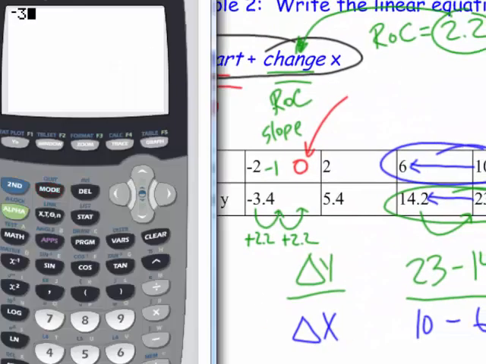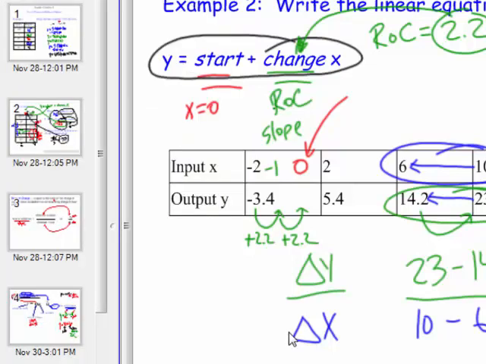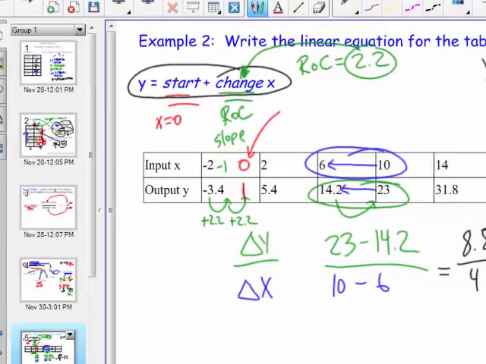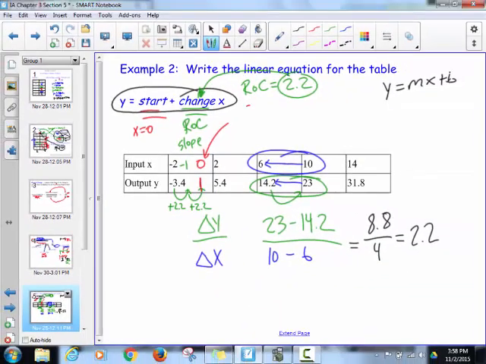So I was at negative 3.4, right, when x is negative 2, and then I got to go up twice. And we're changing 2.2 each time, so I got to add 2.2 and another 2.2, or I could say 2 times 2.2, whatever you would like. Okay, I'm just going to do it this way since I'm only adding 2 of them. That puts me at 1. So when x is 0, y is 1. The output is 1. So that is my start. My start is 1. So that's going to go in for the start.